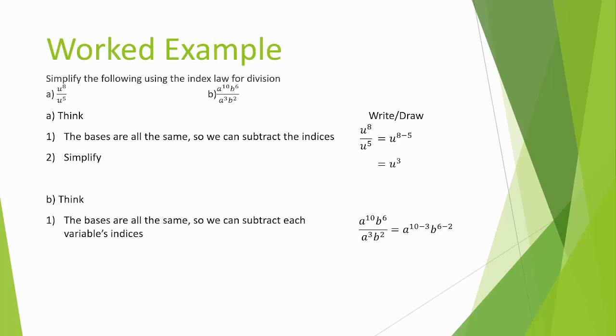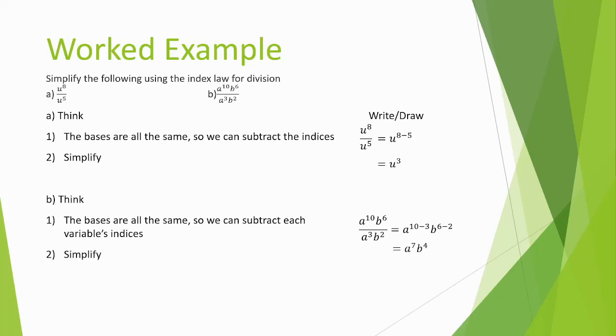For part B, we do the same type of thing. We rewrite the equation and then we do our subtraction. But this time I can only subtract each variable by itself. So if you have a look, a to the power of 10 over a to the power of 3, I've got a to the power of 10 minus 3. And b to the power of 6 over b to the power of 2, I've got b to the power of 6 minus 2. They're separated based on their variable.